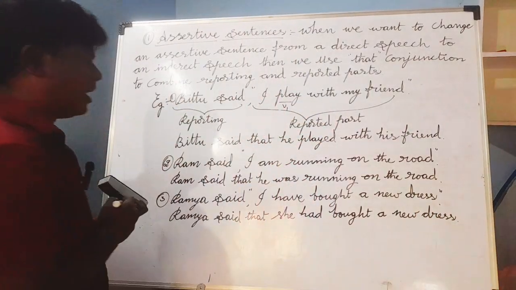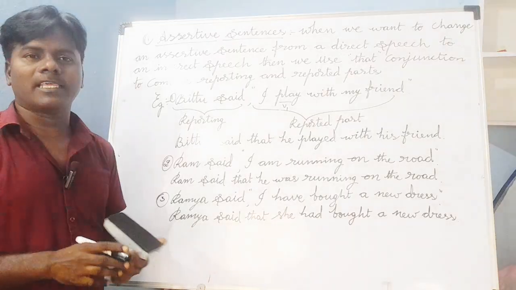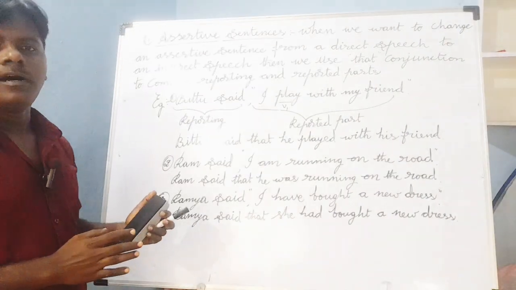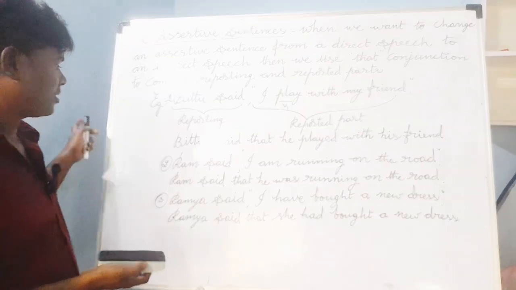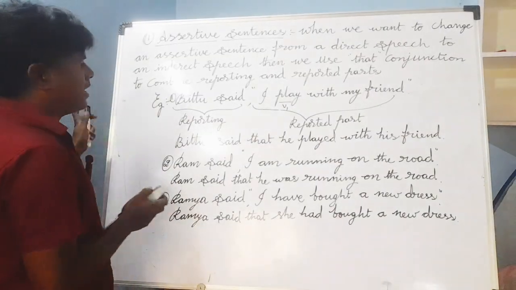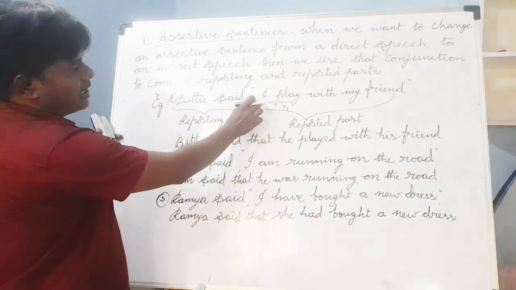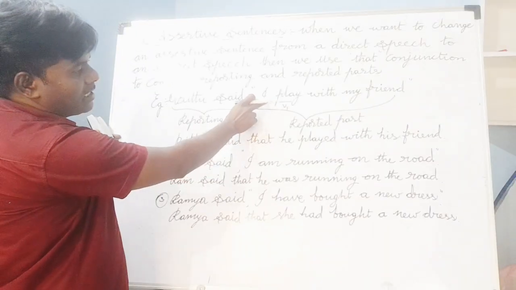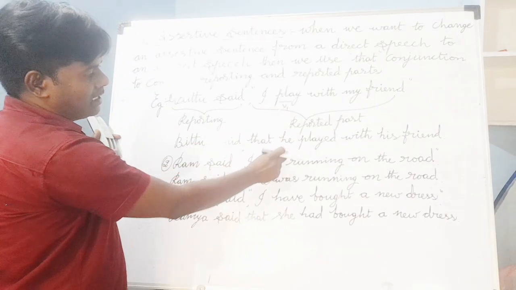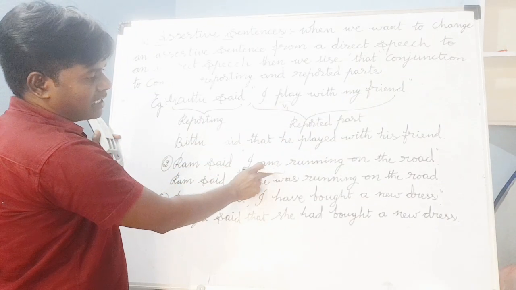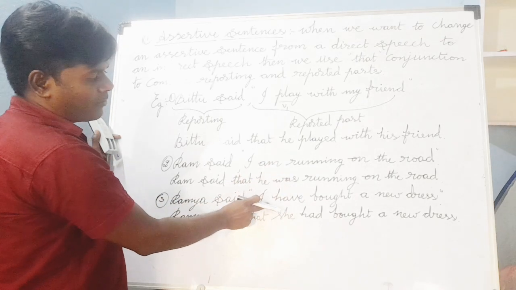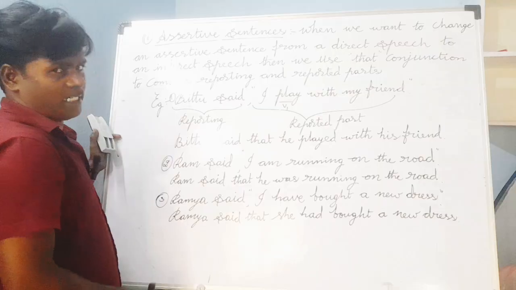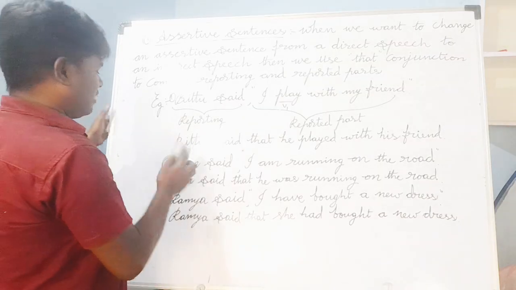Okay, so like that we change sentences from direct speech to indirect speech, right? So some more examples. So here look at now. So this is in simple present tense changed into simple past tense. This is in present continuous tense changed into past continuous tense. This is in present perfect tense changed into past perfect tense. Remember that. Next.